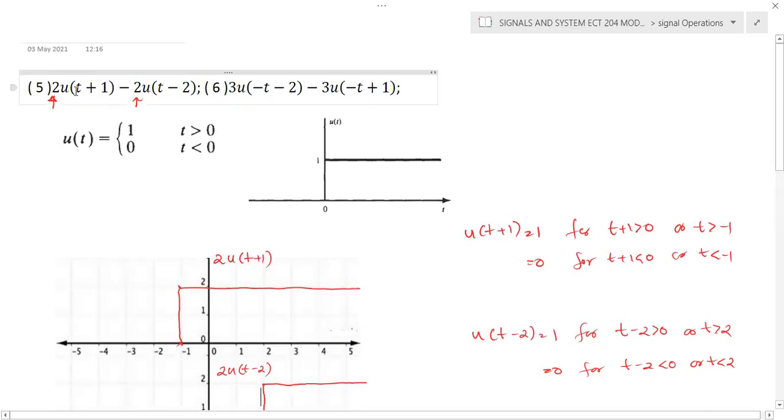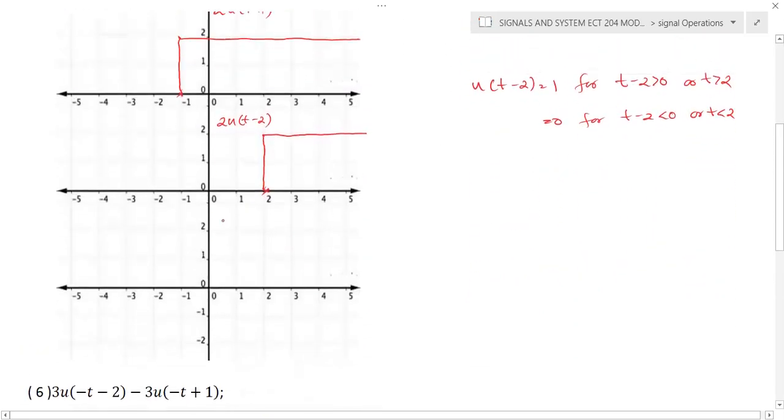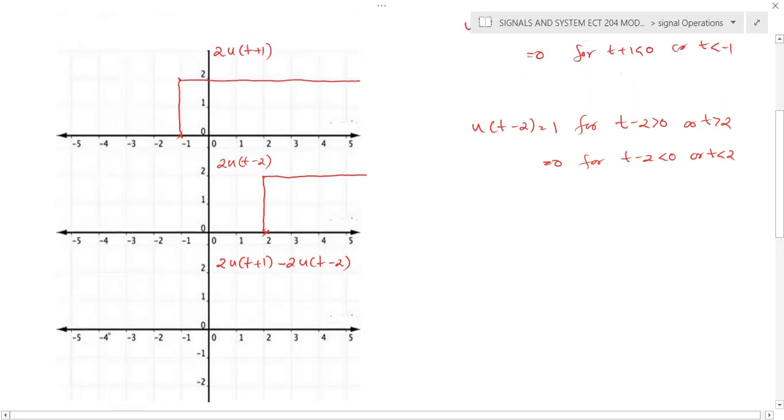The first signal, sorry, the 2 u of t minus 2 is subtracted from 2 u of t plus 1. So now we need to plot the signal 2 u of t plus 1 minus 2 u of t minus 2. Okay, so we'll perform the subtraction operation. So the first signal, this is 2 u of t plus 1. The non-zero magnitude of the first signal starts from minus 1. So we'll observe this point.